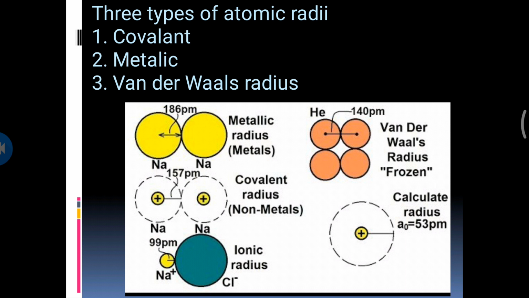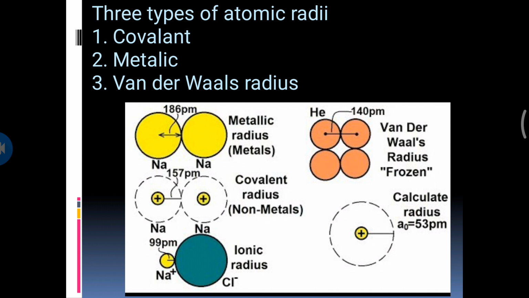Then the ionic radius. The ionic radius comes from the interaction of positive and negative ions. In the ionic radius, it is the distance from the sodium nucleus to the chlorine nucleus, the distance between the two nuclei. So this is the ionic radius.